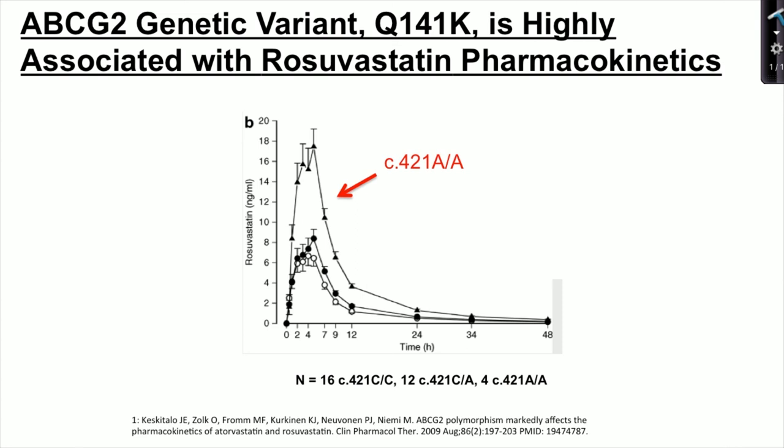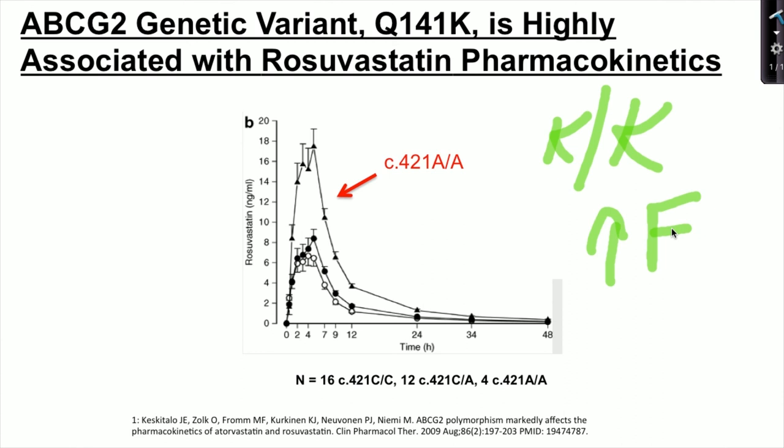Why? Possibly because more rosuvastatin is absorbed. That efflux pump doesn't efflux as well. When you have the K allele, you're not effluxing rosuvastatin as well, and more rosuvastatin is being absorbed. I say increased F, which means increased bioavailability of rosuvastatin, which accounts for those higher drug levels of rosuvastatin.